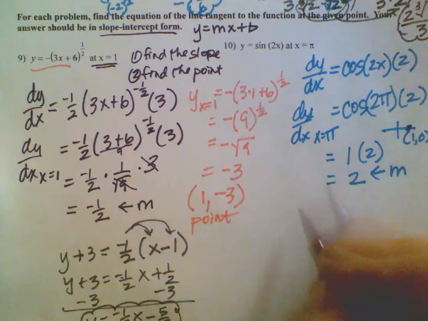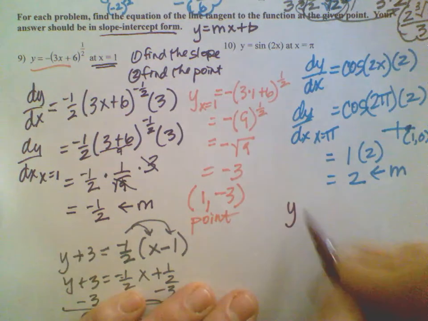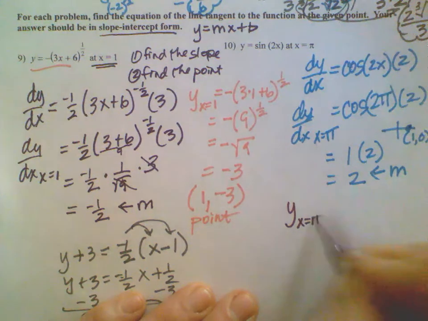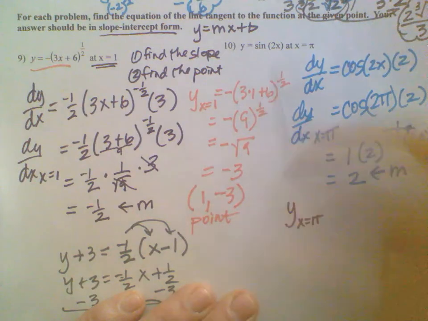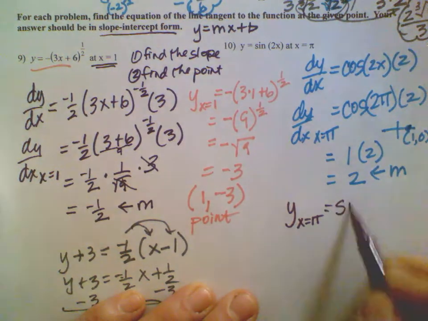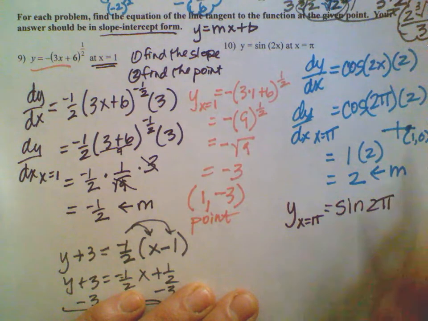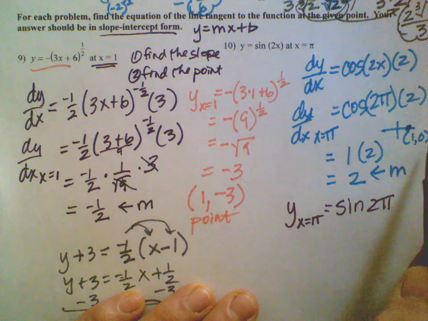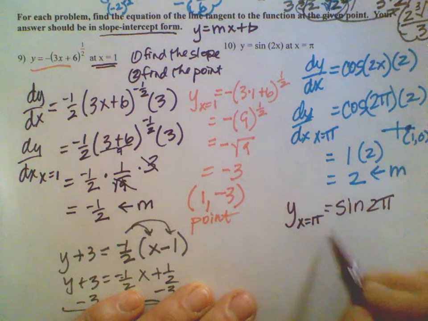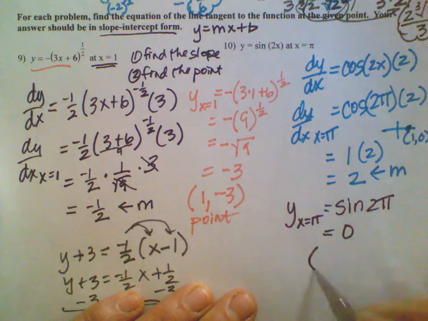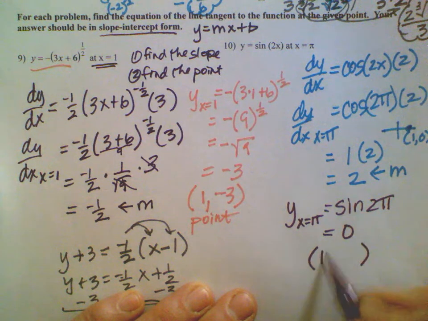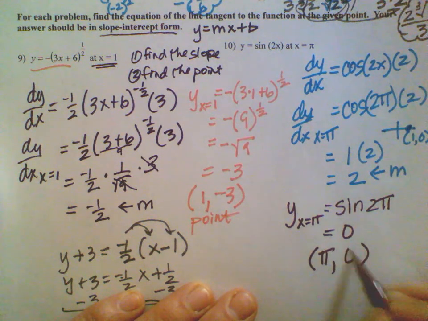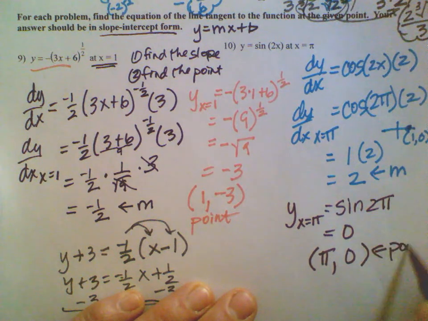The point is me evaluating y at x equal pi. So in the original function, I'm going to do y equals the sine of 2 pi. Well, up here we already figured out that 2 pi is this point here, 1, 0. So the sine is 0. So this is 0. So the point that I'm going to use is pi. A little weird, but it's okay. Comma 0. So here's the point.